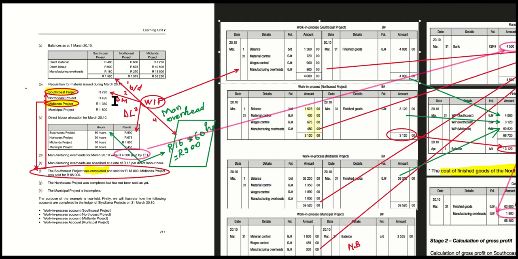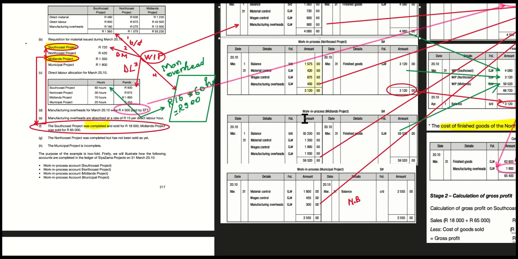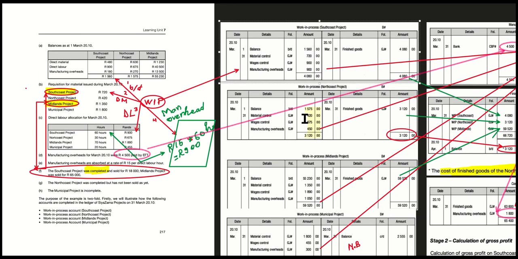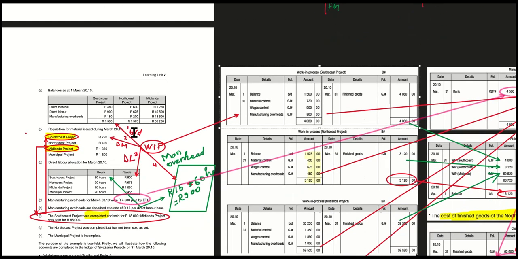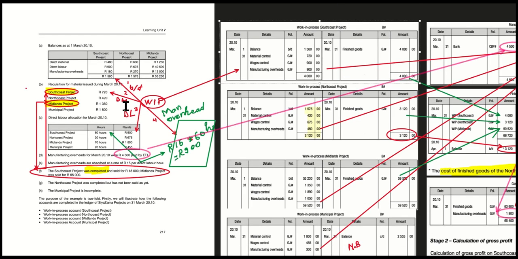The same thing that we're doing for South Coast applies for the work in process for North Coast project, for Midland project, and for the municipality project. All right. But one thing to remember is that of those that had opening balances, the 3 first projects, the municipality project, if we're looking at the direct labor, the municipality project did not have an opening balance, right? The municipality project.